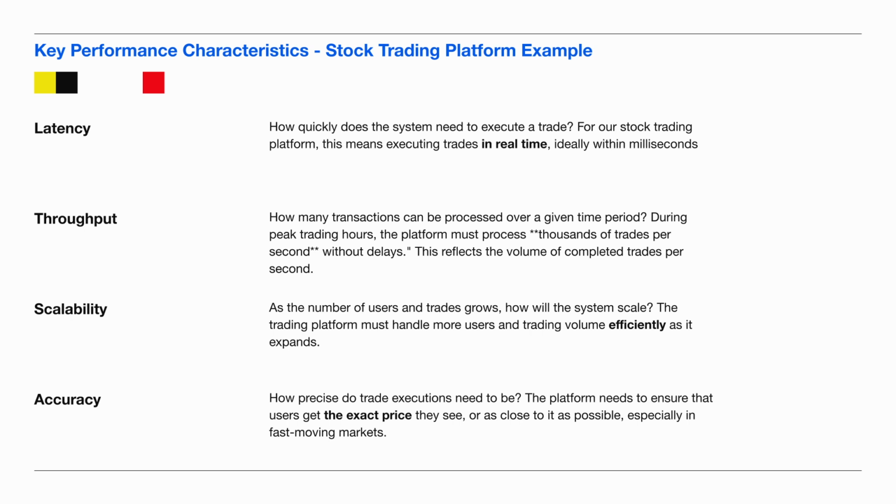Accuracy: how precise do trade executions need to be? The platform needs to ensure that users get the exact price they see, or as close to it as possible, especially in a fast-moving market. All in all, to summarize, for our stock trading platform, the key performance characteristics are that the system needs to execute trades quickly, handle a large volume of transactions, scale efficiently, and deliver accurate results. These key performance characteristics are essential for designing a system that can meet the demands of real-time trading.